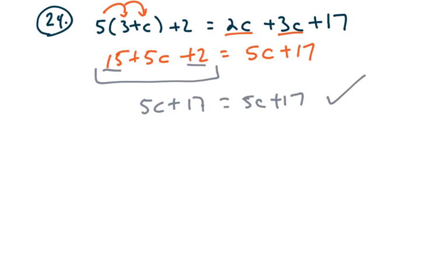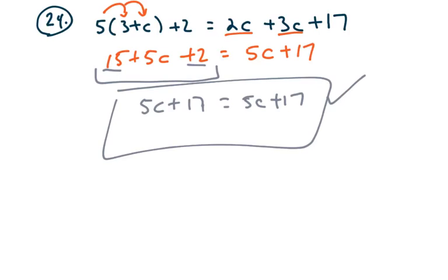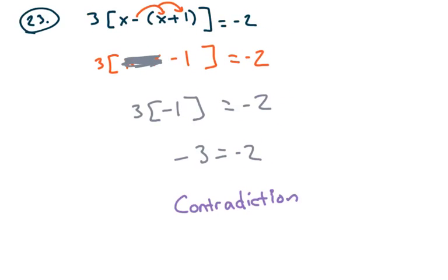Huh. That is true, right? I just got the left and the right to match up exactly. And when that happens, that means any value of c works. We call this the identity. If you get the left and the right to match up exactly, you get what's called the identity. What that means is any value of c that you plug in will work. If you plug in 1, you'll get the right answer. Plug in 0, you'll get the right answer. Plug in pi, you'll get the right answer. Plug in negative 2.75, you'll get the right answer. Over on the contradiction case, if you plug in any value of x, it doesn't matter. You will always get it to say a contradiction.